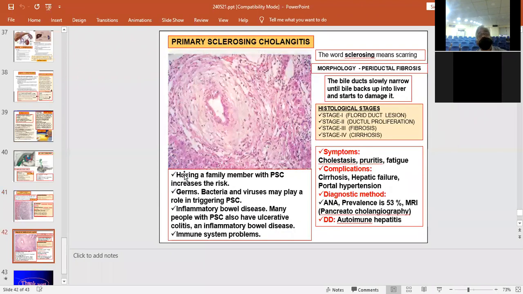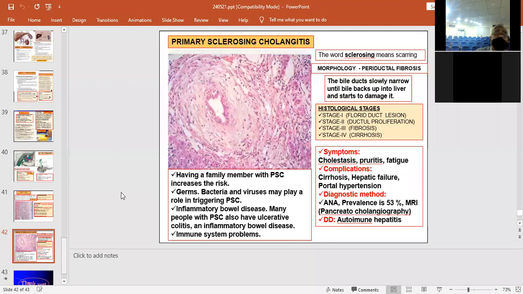But what is the difference between sclerosing and this one? Both are autoimmune, and the differential diagnosis for both is autoimmune hepatitis. But in sclerosing, the word sclerosing means scarring. So when there is scarring, what will happen to the lumen? The lumen will keep on getting narrow. It is not reversible. Once fibrosis develops, it leads to narrowing of the lumen. It does not reverse back at all. So the bile ducts become narrow until the bile flows back into the liver and starts damaging it.